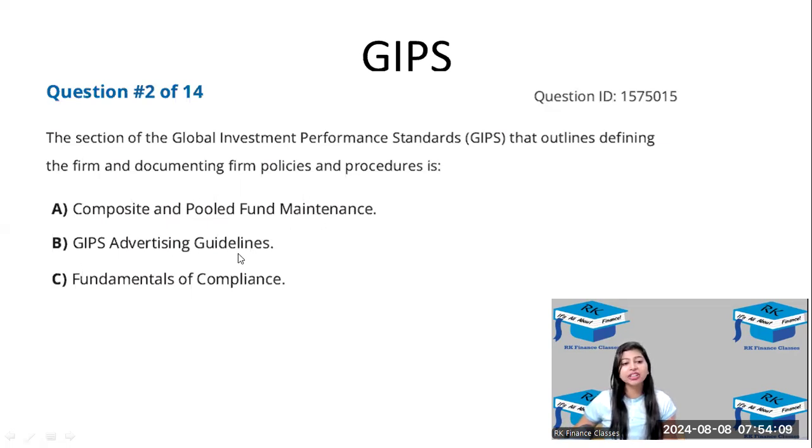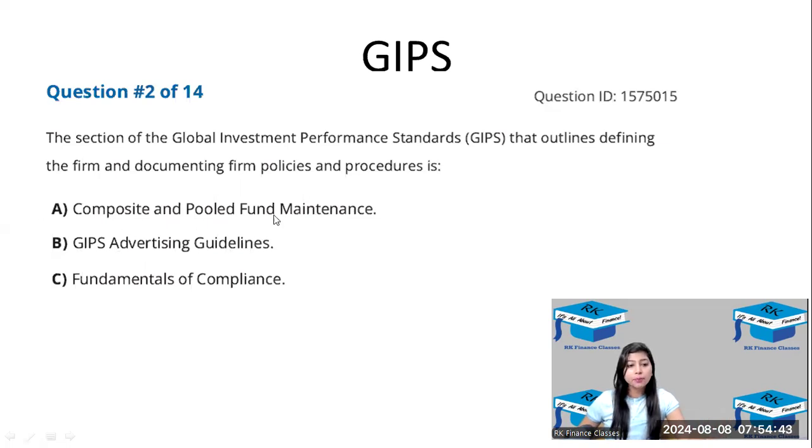And GIPS advertising guidelines is the 8th section, which talks about if there is a joint venture, where one of the firms is GIPS compliant and the other firm is not GIPS compliant. In that case, the firm which is not GIPS compliant should specifically mention that only one of the firms is GIPS compliant and the other is non-GIPS compliant. That is in case of the joint venture. So it talks about advertising guidelines in case of a joint venture. So this is the 8th section.